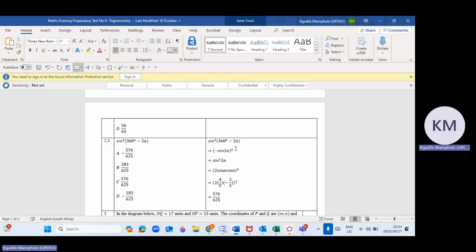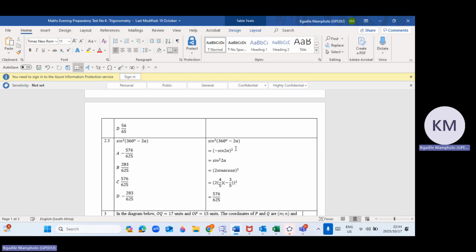You put the negative inside the brackets to show that this negative is part of the square. If you say minus sine squared 2 alpha, it will be like this negative is not part of this sine squared. So it must be inside the brackets. You say this will be minus sine 2 alpha, all squared. Then this will be sine squared 2 alpha.